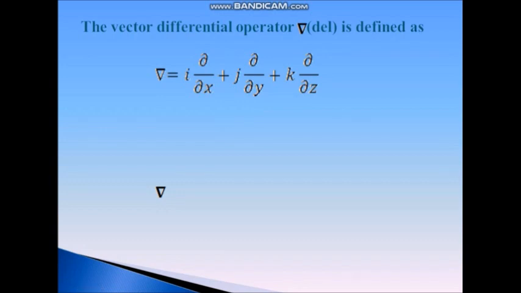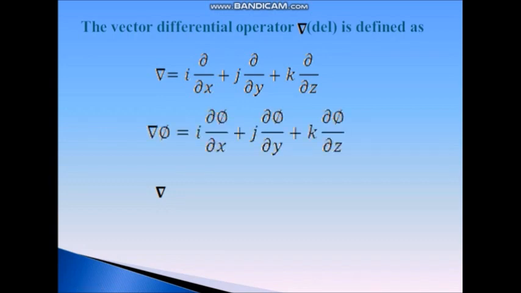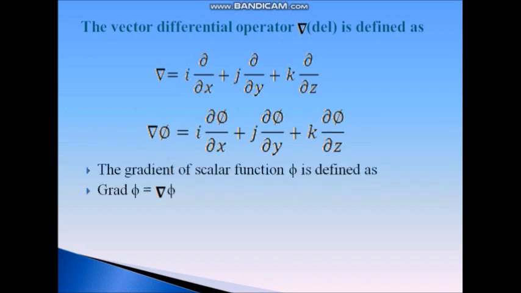Then we observe that del psi is equal to i dou psi by dou x plus j dou psi by dou y plus k dou psi by dou z. It represents the gradient of scalar function psi, defined as simply the gradient of psi is nothing but del of psi. This expression indicates the gradient of a scalar function.